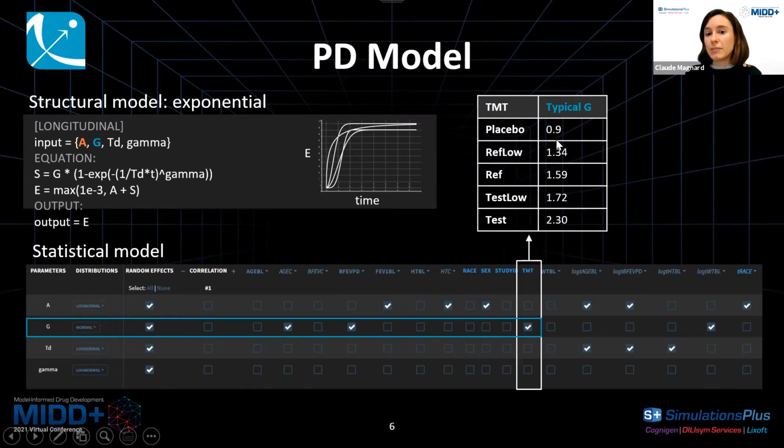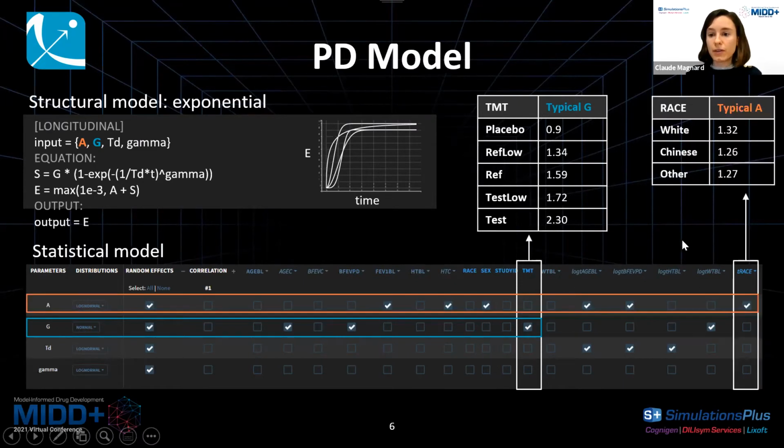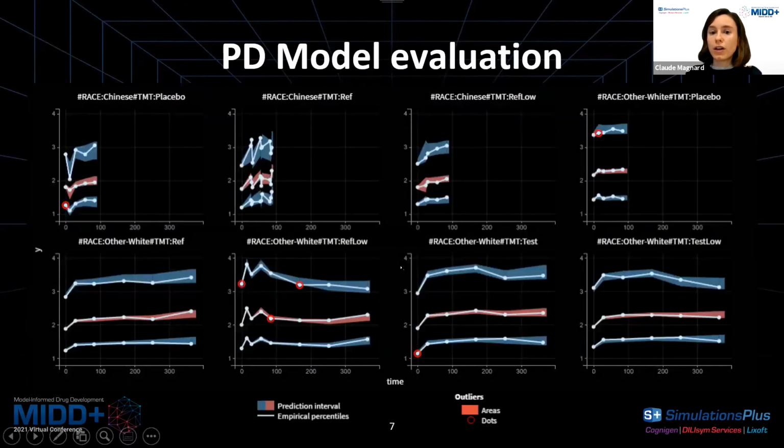And based on the estimated parameters, it is possible to calculate different typical values for G in each treatment group. So you see that there are differences between treatments. And in addition, you also have a race, which has an effect on A. So this is the baseline. And we also have the baseline expiratory volume. We saw that this is a covariate that differs between the different populations, and it also has an impact on A.